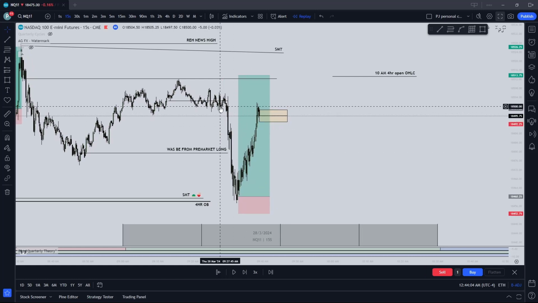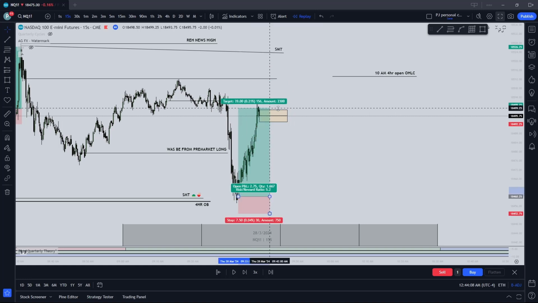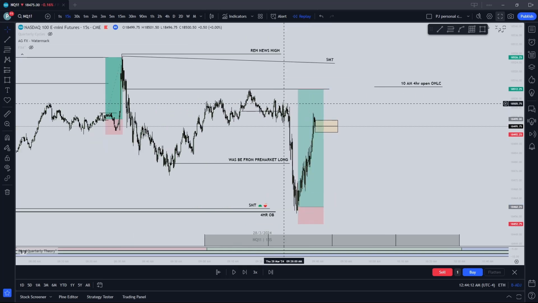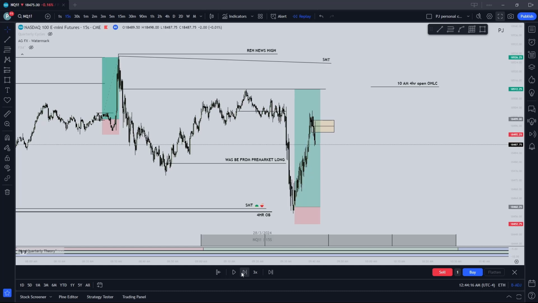I got one out at this green order block here. So the first one con was out at a 5 to 1, right? And then I got out one or two within here, and then held the rest.